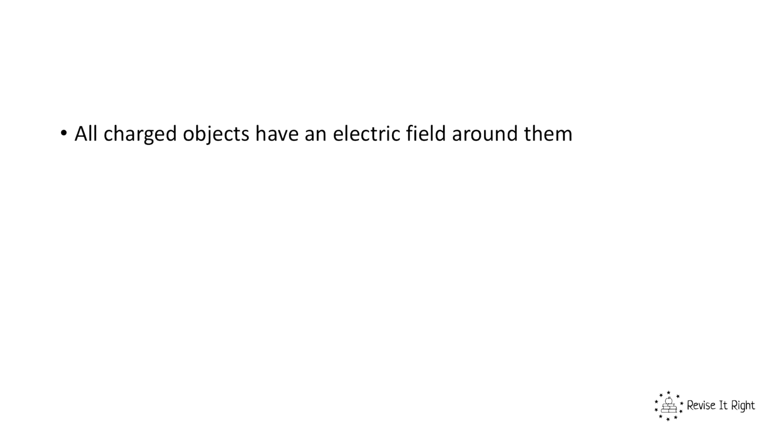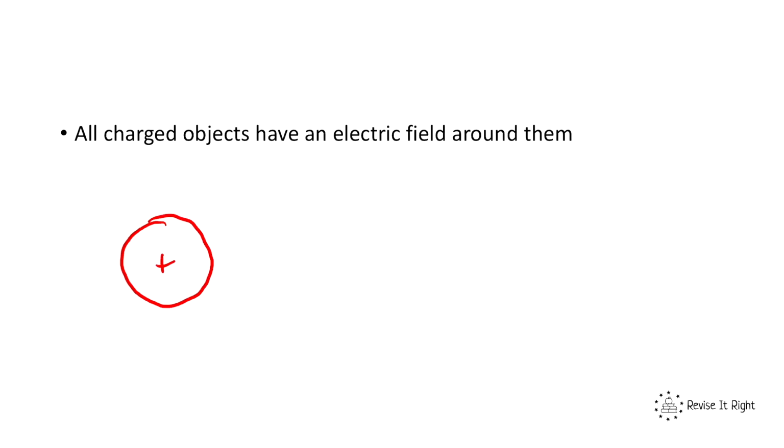This video is about electric fields. Now all charged objects have an electric field, and an electric field is created around any electrically charged object. You can show an electric field around an object using field lines, and I'm going to do that for you now. So here I'm going to draw a positively charged object.